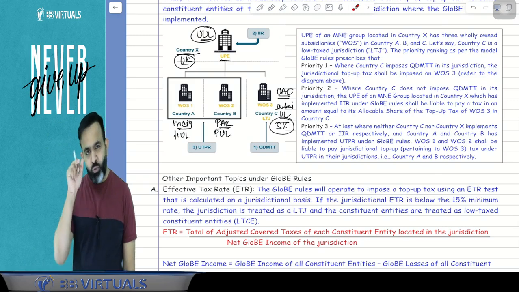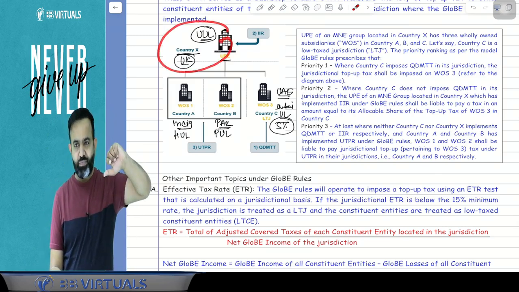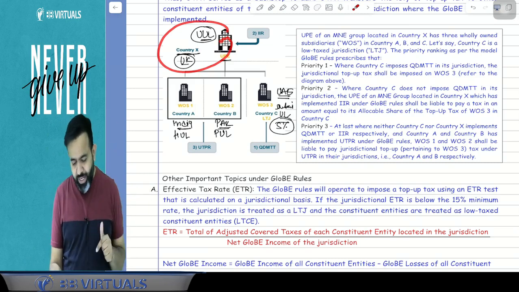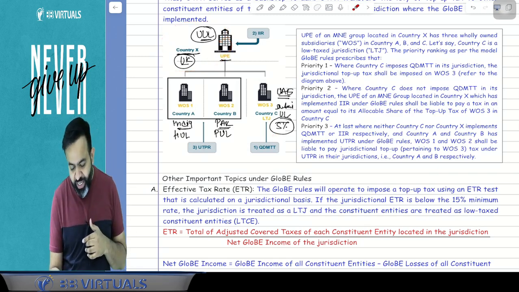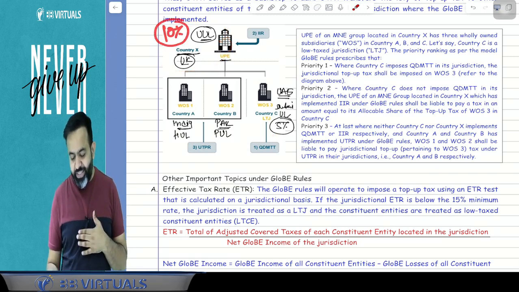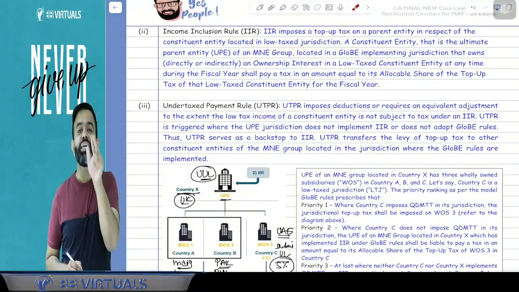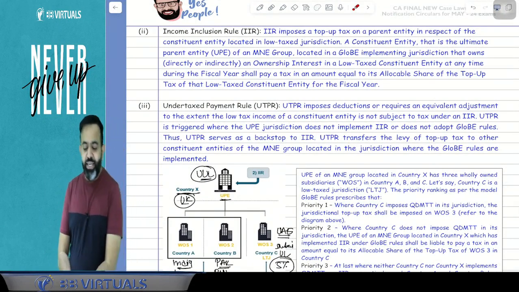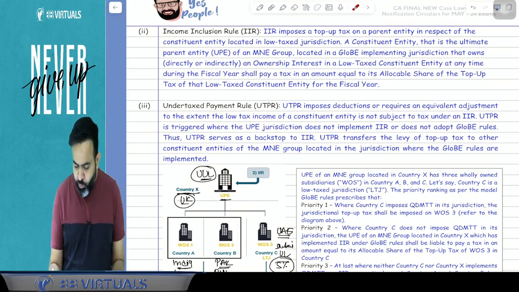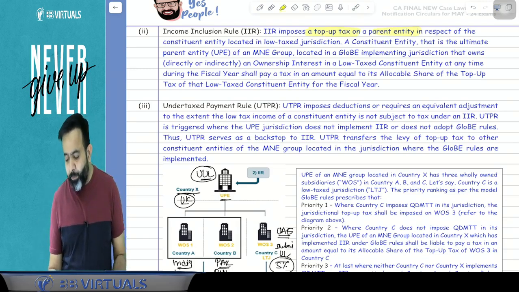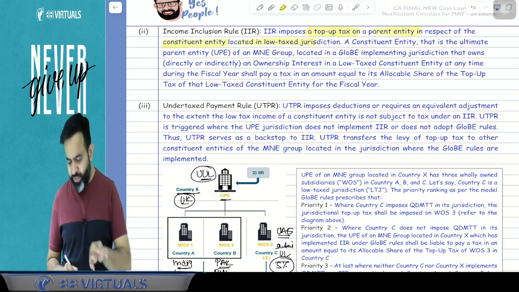Then this rule says that the UK will charge that 10% tax. Whatever income is earned by Unilever from Dubai, on that amount the UK will charge that 10% tax, and this 10% tax charged by the UK will be known as the IIR. IIR means income inclusion rule. So the IIR imposes a top-up tax on the parent entity in respect of the constituent entity located in a low tax jurisdiction.